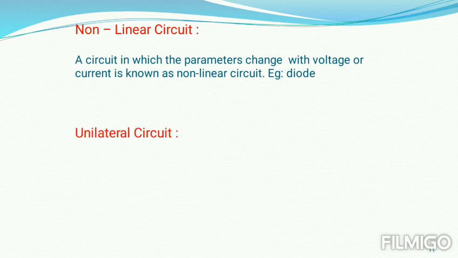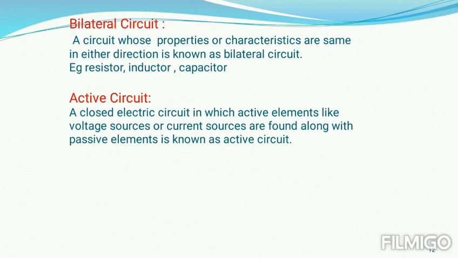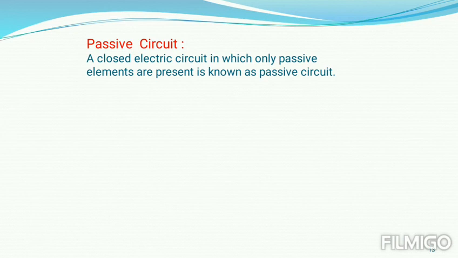And unilateral circuit: this is a circuit whose properties or characteristics change with the change in the direction of its operating current. Examples are diode, transistor, etc. Bilateral circuit: here the properties or characteristics remain the same in either direction. Examples are resistor, inductor, and capacitor. Active circuit: it is a closed circuit in which active elements like voltage sources and current sources are found along with some passive elements. Passive circuit: this is a circuit in which only passive elements are present.